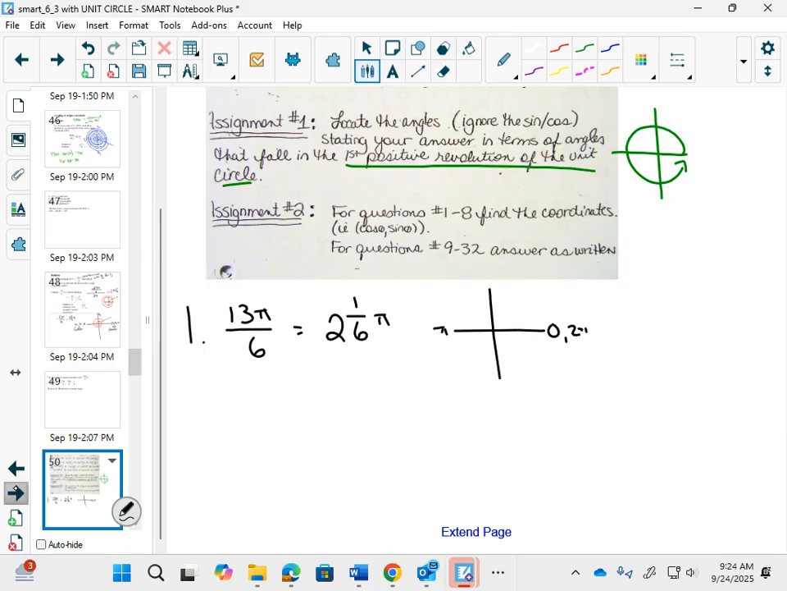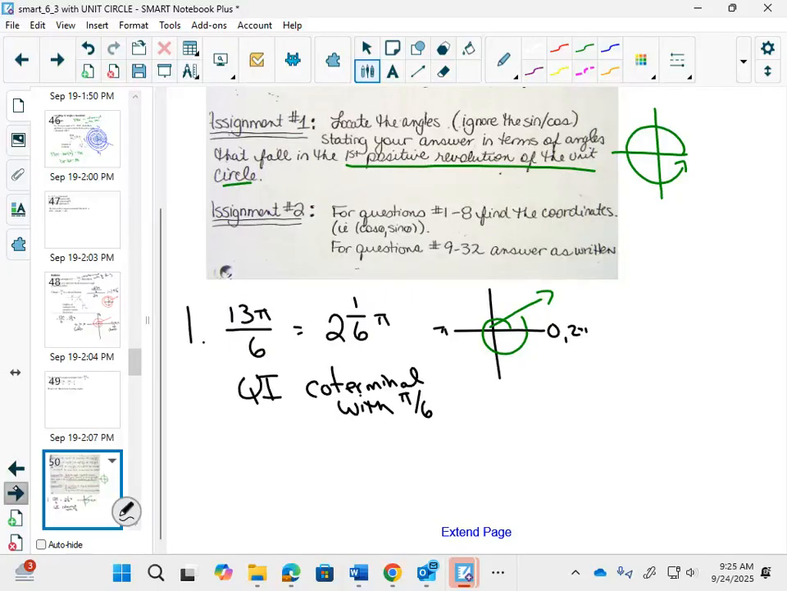Right, 2 is an even number. I'm going around, that means I would get to here, and then another 1/6 more. It's in quadrant 1. So once I know it's in quadrant 1, what's my pi over 6 family in quadrant 1? It's just pi over 6. So 13 pi over 6 is coterminal with pi over 6.